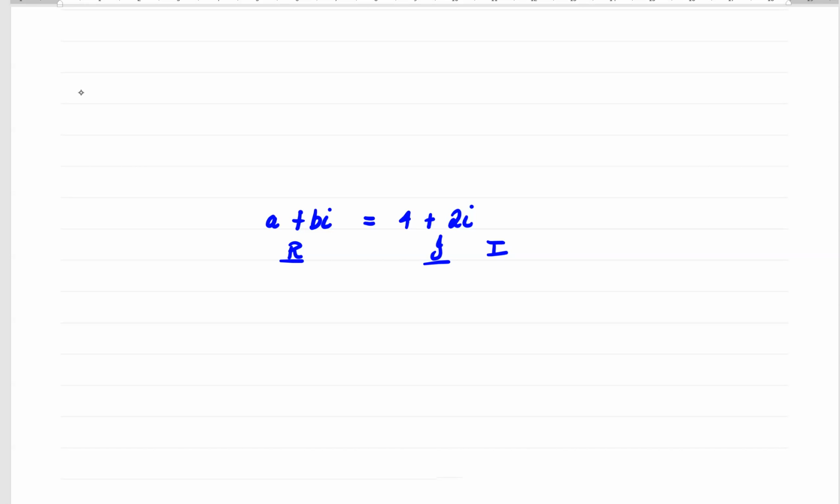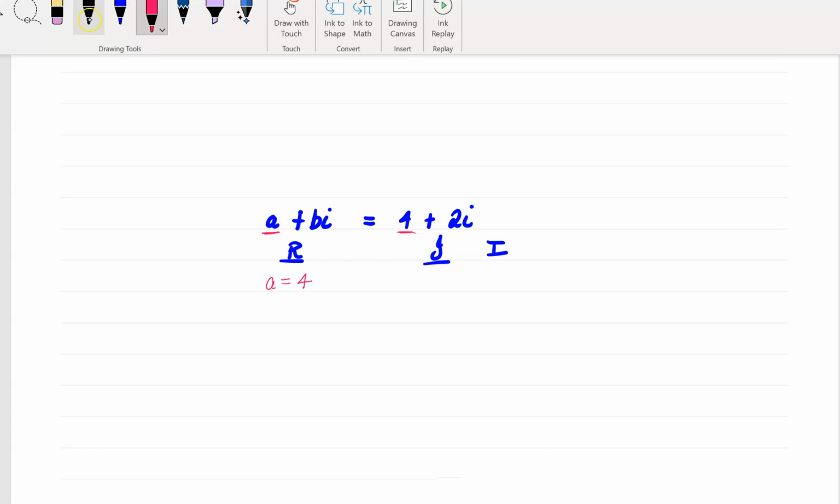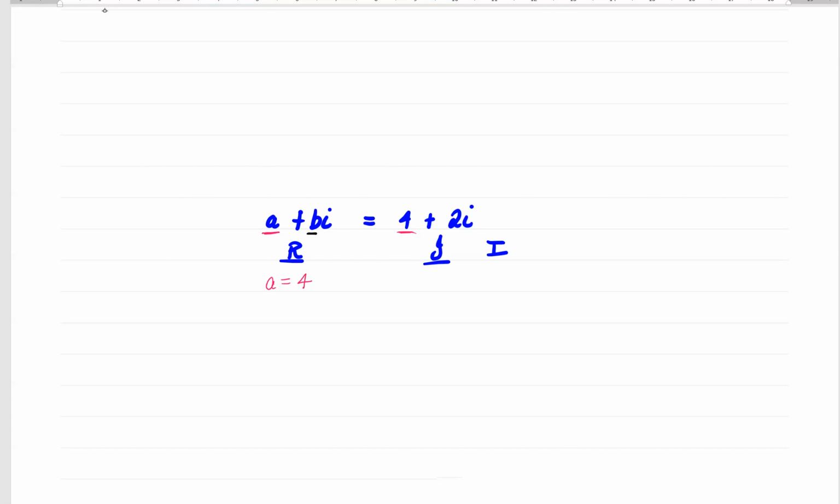Okay, so really all we're saying is what's the real part on the left hand side. So the real part is your a here, and on the right hand side it's the 4. So therefore we can say that a must be 4, and then our b is the imaginary part. Now the only thing that you have to be careful for here is make sure that for the imaginary part you just look at the coefficient, you ignore the i. The i tells you that that is the imaginary part, right? So therefore b is 2.